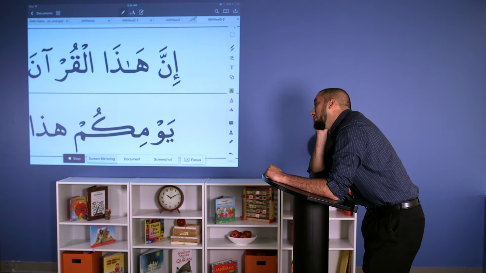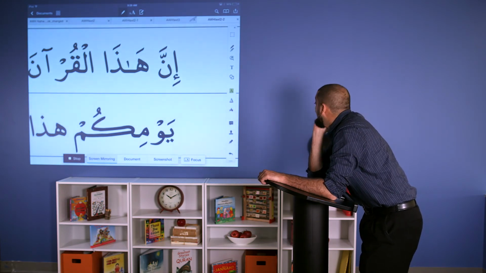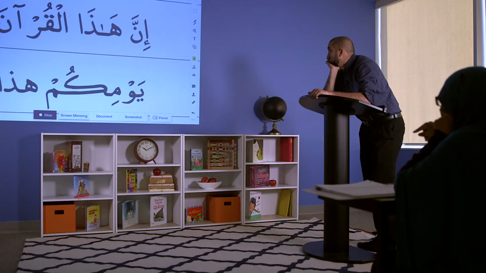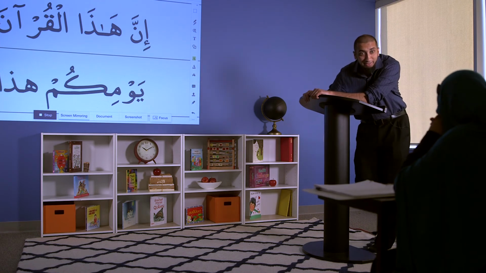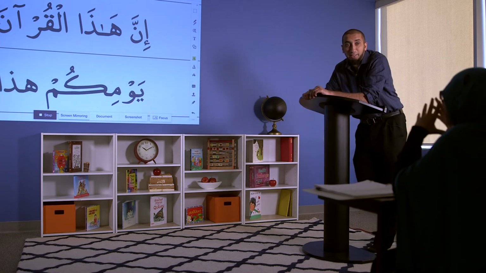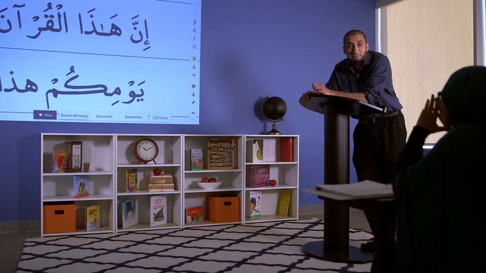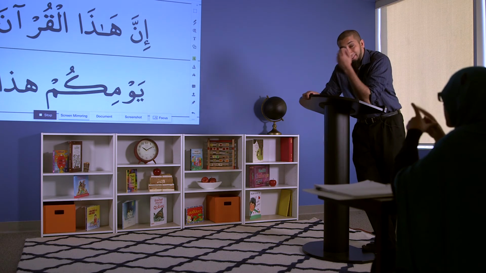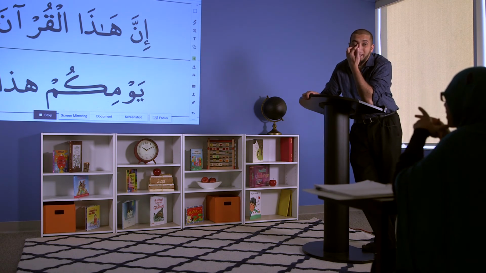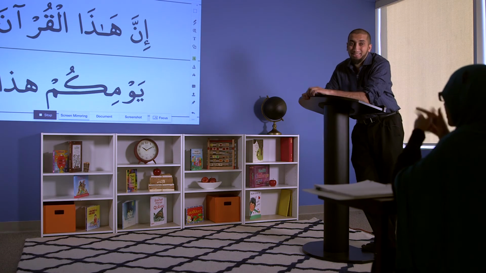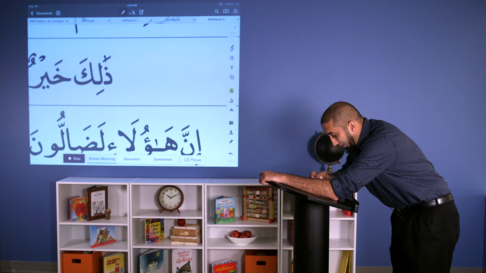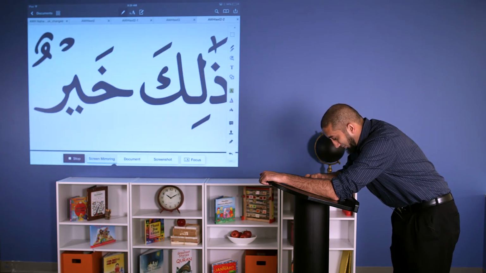This is taking so long. Okay, wait. Inna is beating up hada and turning it nasab, which is why al-Qur'ana is nasab. Good. It's a match for properties. Translate the whole thing. Inna is no doubt. Okay, so no doubt that. Why is hada being translated as that? No doubt this Quran. Very good. 13. ذلك خير.